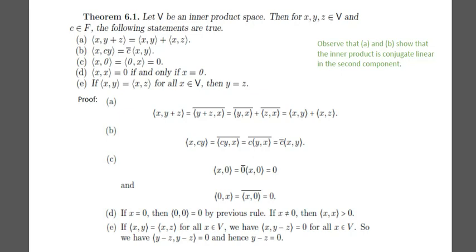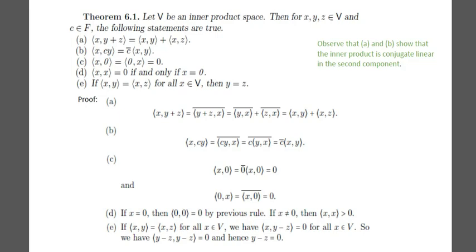Third point, inner product of x comma 0 is equal to inner product of 0 comma x is equal to 0. So inner product of x comma 0 is 0 bar into inner product of x comma 0, which is equal to 0. And similarly, inner product of 0 comma x is the conjugate of inner product of x comma 0, which is equal to 0. Now the inner product of x comma x is 0 if and only if x is equal to 0. So if x is equal to 0, then inner product of 0 comma 0 is 0, and if x is not equal to 0, we know that inner product of x comma x is greater than 0.